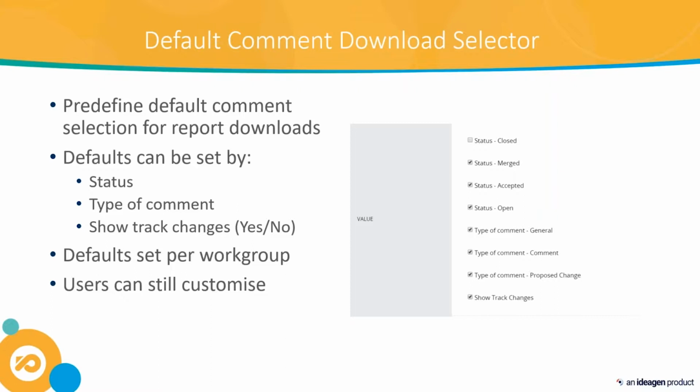And if you hit the reset to default button, again, it will pick up those workgroup level defaults. So it just adds that bit of consistency and reduces any margin for error in terms of people perhaps downloading the wrong reports or whatever. If you set this up at your workgroup level, the default report download will follow these predefined selections. So it just helps with, as I said, some consistency and some additional control.